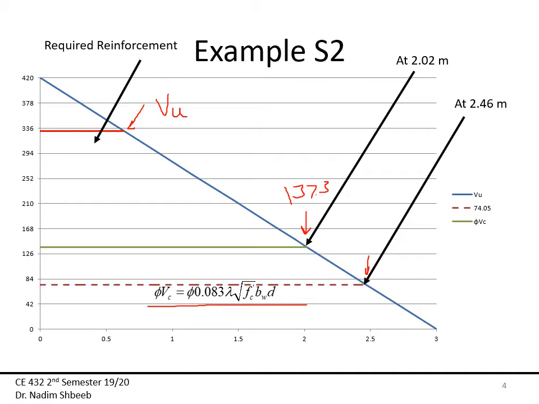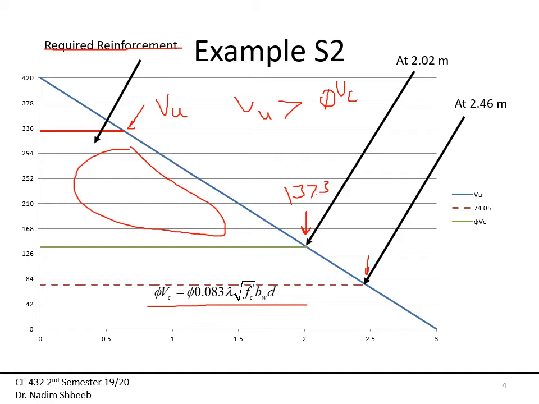because as we said, we had three zones. Zone 1 is when V ultimate is larger than phi VC, and then we had V ultimate less than phi VC and larger than 0.083, which is right here. So now in this portion, this area right here, this is where shear reinforcement is required, because V ultimate is larger than phi VC. And the distance that I calculated was at 2 meters almost.